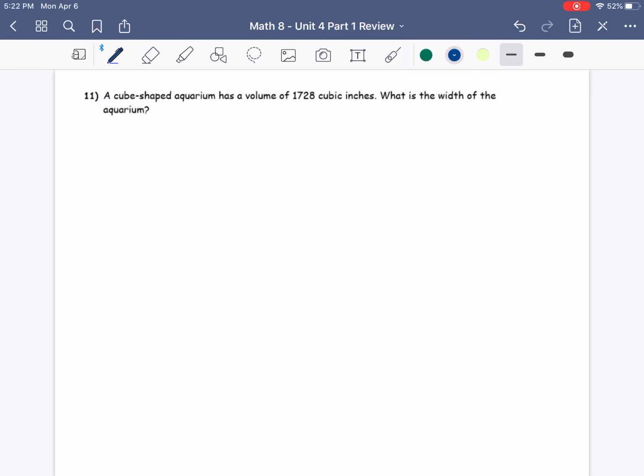Okay, number 11. A cube-shaped aquarium has a volume of 1,728 cubic inches. What is the width of the aquarium? So a couple things to take note of. First, cube-shaped. That means what? Oh, it's a bunch of squares, 6 of them, and the side lengths are all the same.